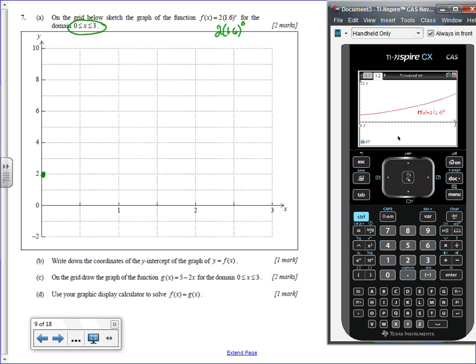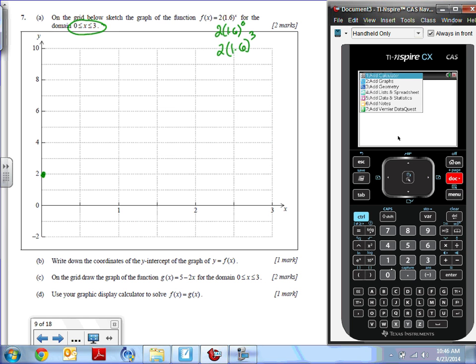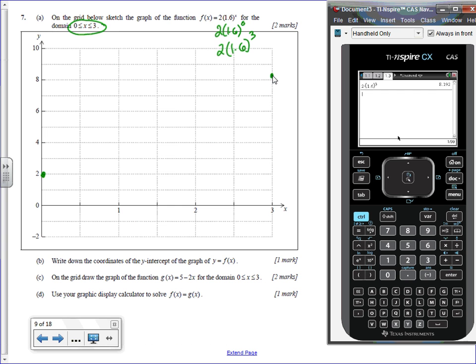And then I'm going to plug in the ending point, which is 3. So if I plug in 3, I'm going to have 2 times 1.6 to the 3rd power. You can take out a calculator page to do that. All right, so 2 multiplied by 1.6 to the 3rd power, 8.192. So somewhere up just a little bit above the 8, I'm going to go ahead and put my point when x is 3. All right, that looks right.